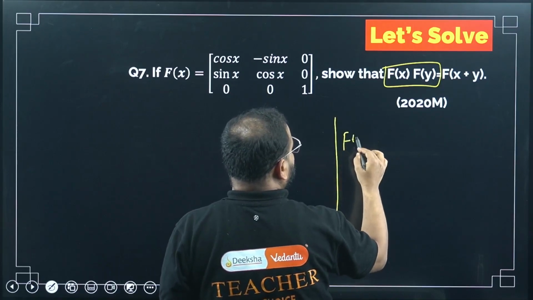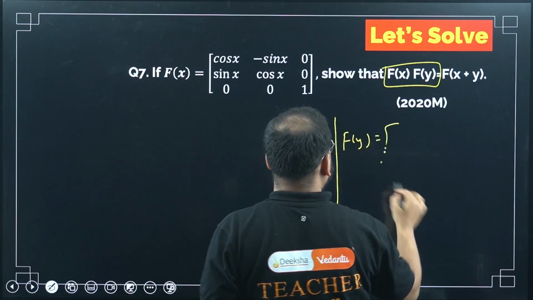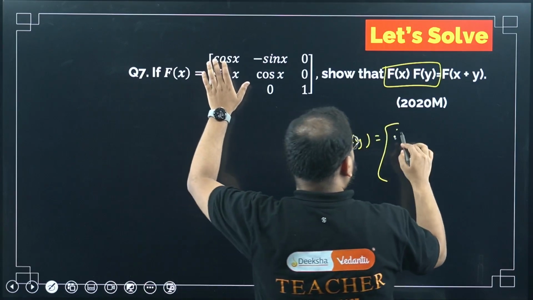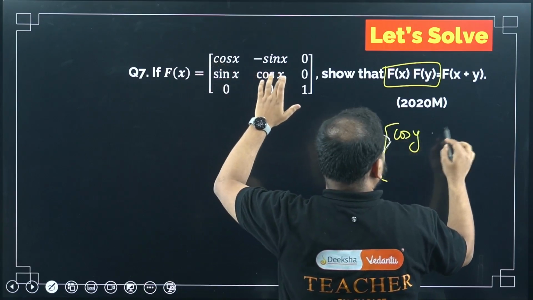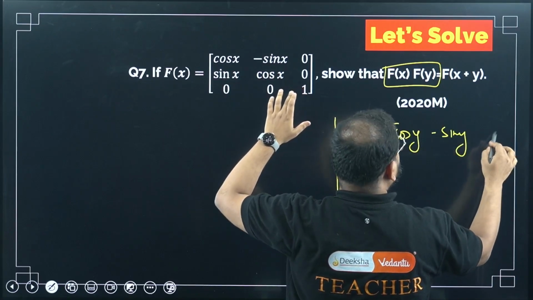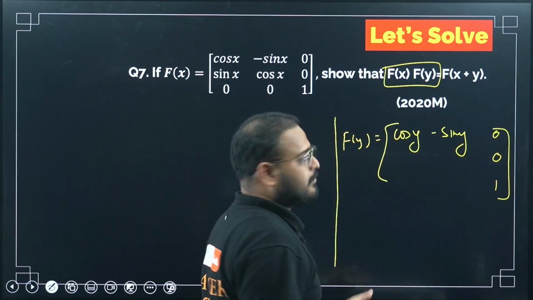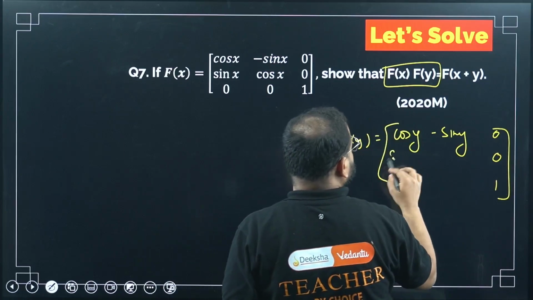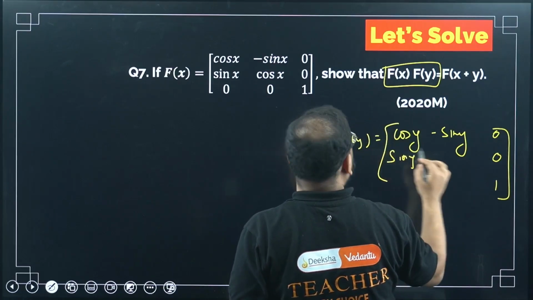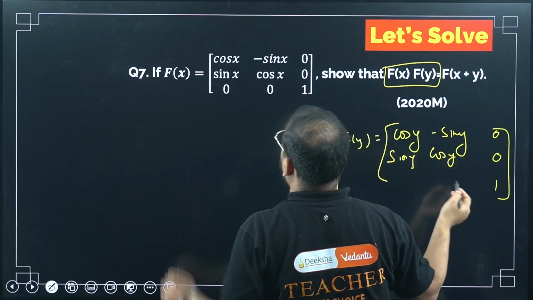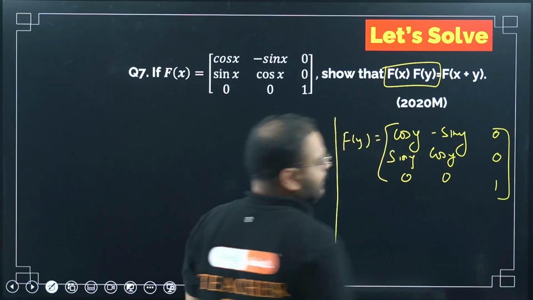If I have to find f(y) value, 3 cross 3 is there, it will become cos y, it will become minus sin y, it will become 0, 0, 1 only, because in the constant you cannot change variable, right? So again what will become? Sin y, this will be what? Cos y, this will be what? 0 and 0 only. My matrix is done.